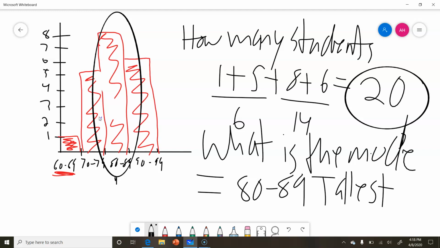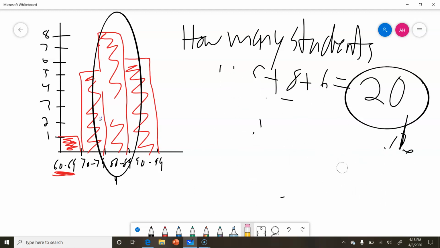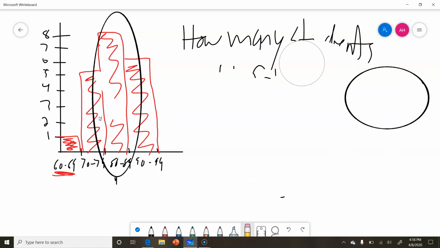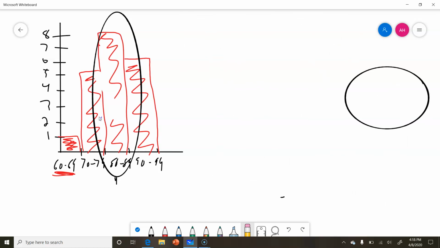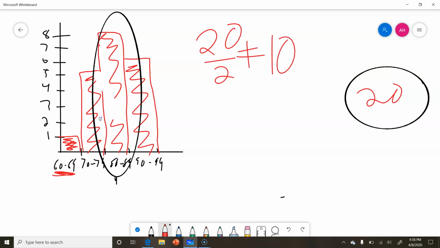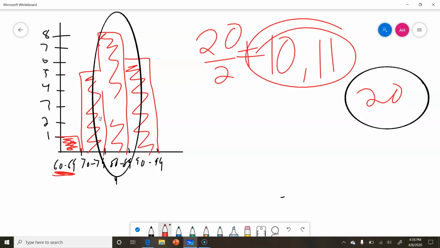Then if they ask us about the median, we would go back to our chart and say, okay, what is the median? There are 20 students, so I'm going to clear all this on this right-hand side. If you need to pause it, go ahead and do so. There are 20 students total, so I'm going to leave this 20 over here. Remember what we do, 20 divided by 2, and that is 10. So we know that it's the 10th and 11th term.